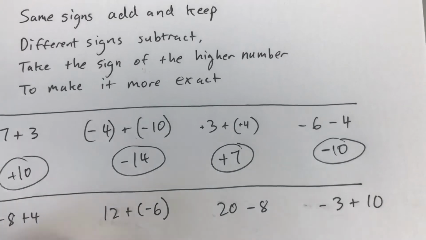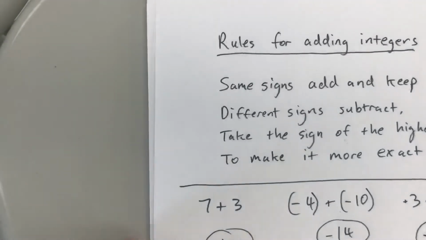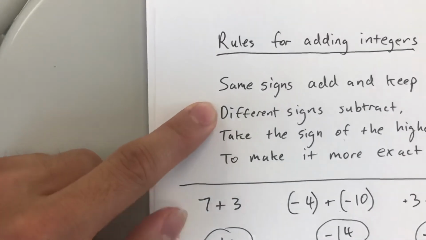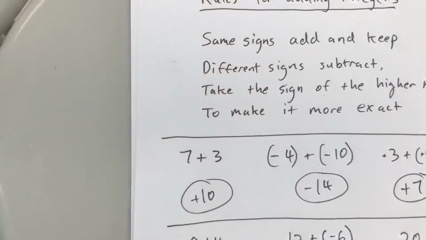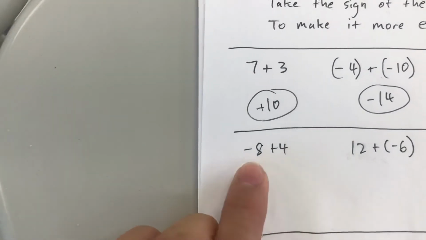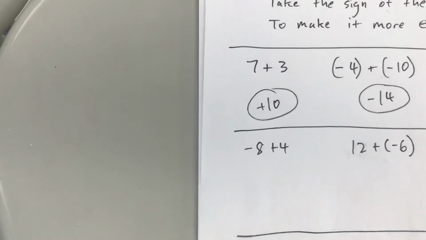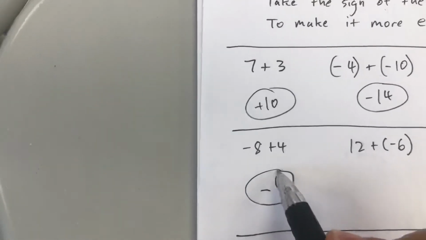So that's the easy part. Here's the second part, which is slightly harder, which is the second piece of the song. What happens when you have different signs, okay? So it's clearly up here, different signs subtract, take the sign of the higher number to be more exact. So you see this, negative 8 plus positive 4. Different signs, you're going to subtract. 8 minus 4 is 4. Take the sign of the higher number, which is negative 8, so therefore you have negative 4. So negative 8 plus 4 is actually negative 4, okay?